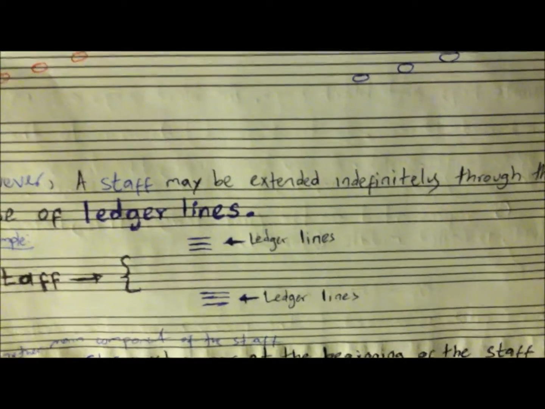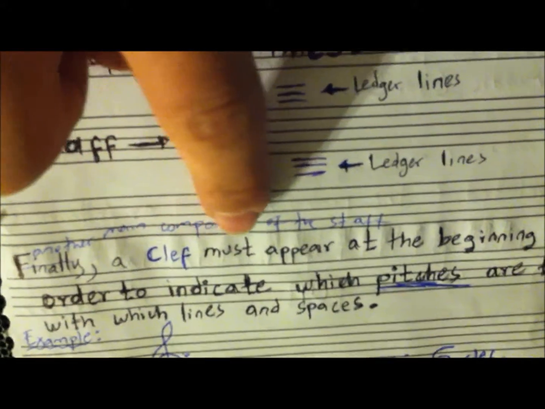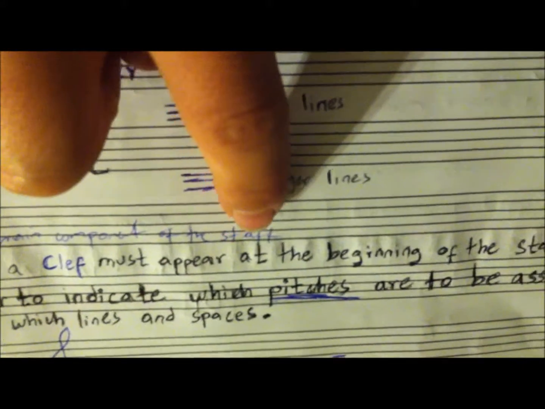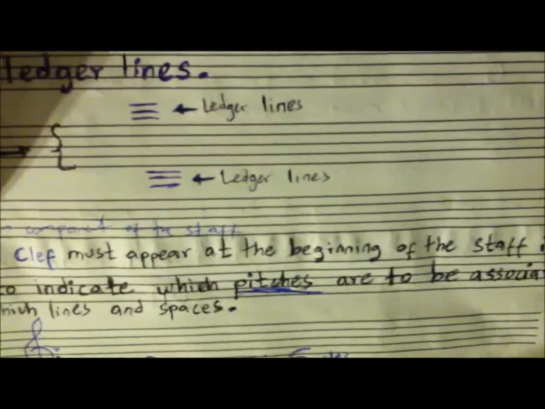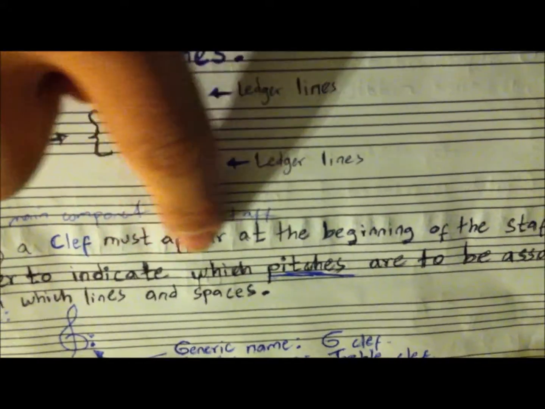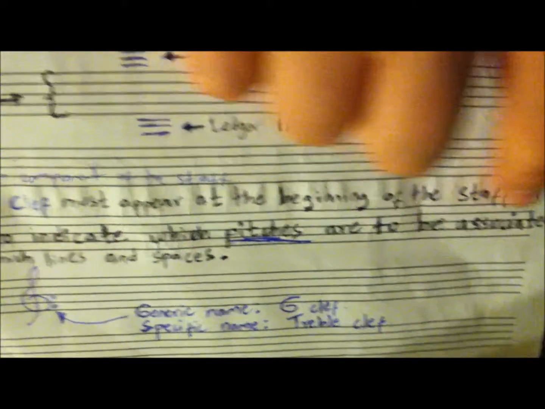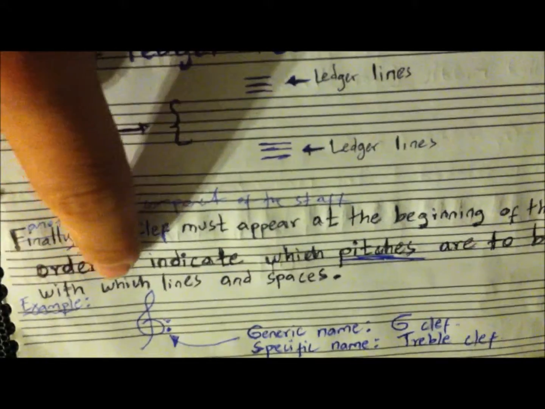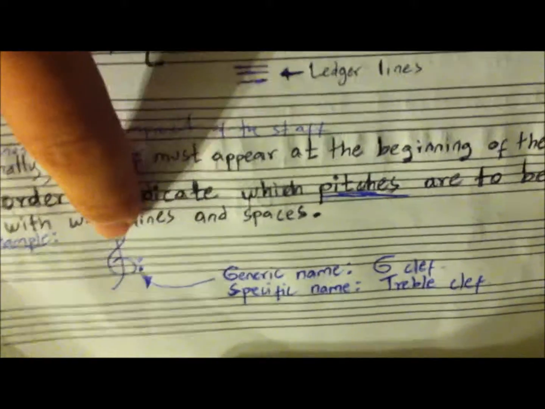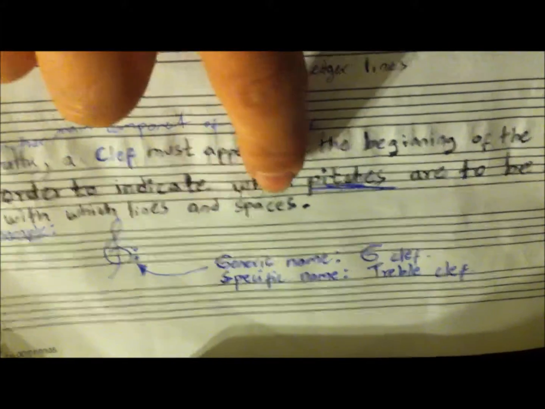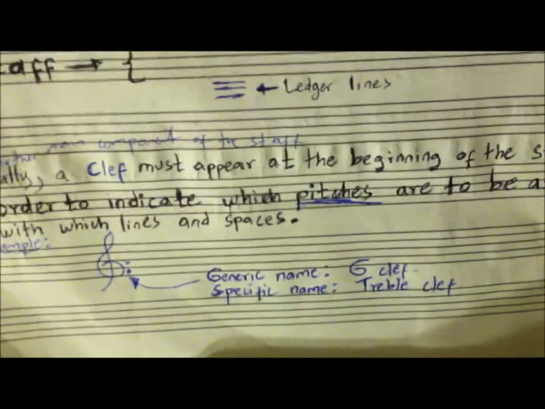Another key element of the staff is a clef. A clef must appear at the beginning of the staff in order to indicate which pitches are to be associated with which lines and spaces. Here is an example of the G clef, also called the treble clef.